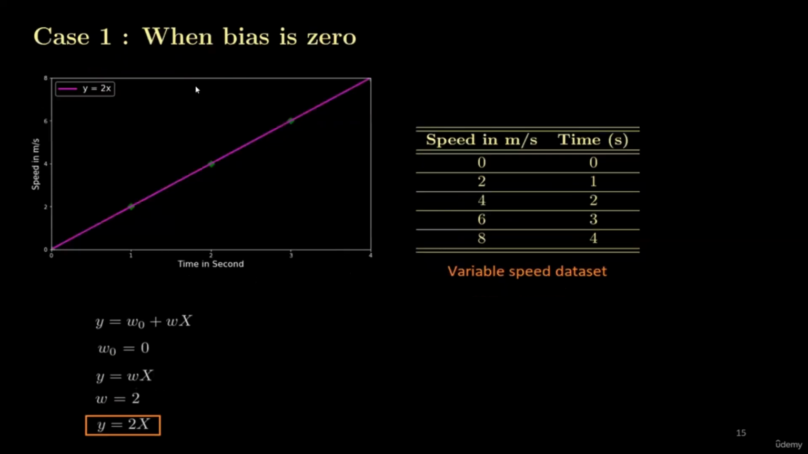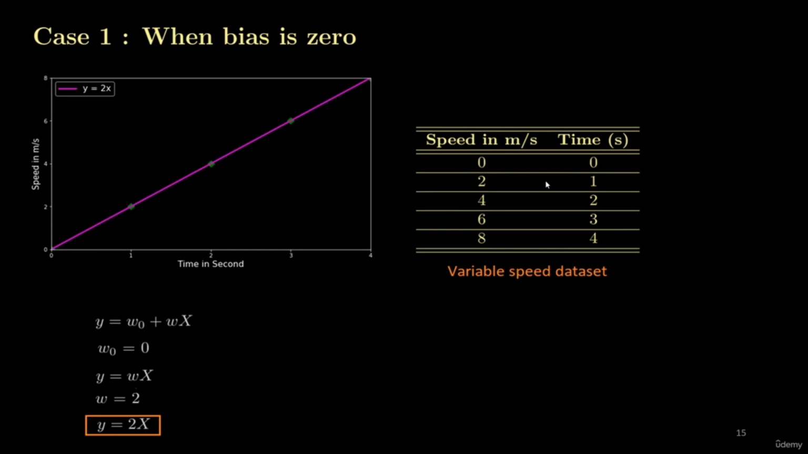So this is case one. There is a situation when bias will be 0. Suppose this is our dataset where we are measuring the speed of a car with respect to time. When time is equal to 0, the car is at rest and its speed is also 0. It means here there is no bias. That is, the value of y is also 0 when x is equal to 0.